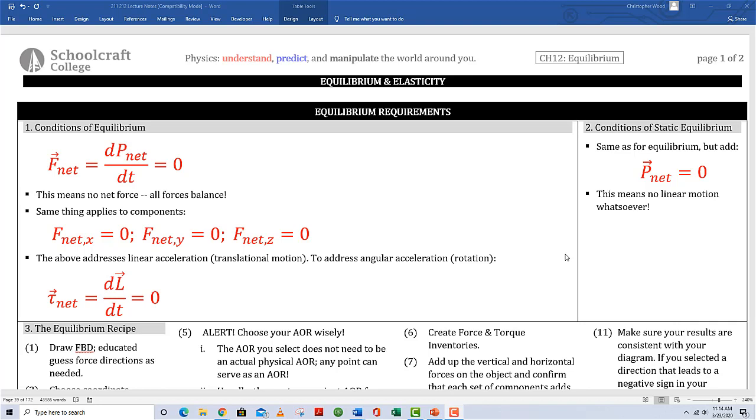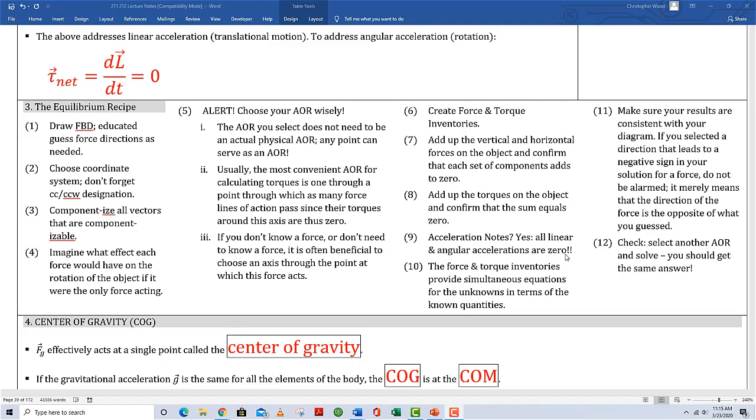Box number 2 basically says if the momentum is zero, that means there's no velocity, and no velocity means no acceleration. So if you combine boxes 1 and 2, those are the conditions for true static equilibrium. Box number 3 provides a really complete equilibrium recipe. It's basically the force analysis method with a few other insights and tactics added.